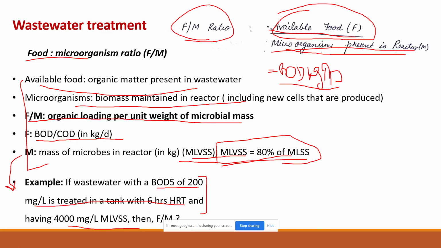Wastewater is provided with BOD of 200 mg per liter. 6 hours HRT is given and MLVSS is given as 4000 mg per liter. What will be the food to microbe ratio? So try to attempt it. We'll end the session at this numerical and rest of the part we'll cover in the next session. Just try to give it a 1 minute thought and try to attempt the question.